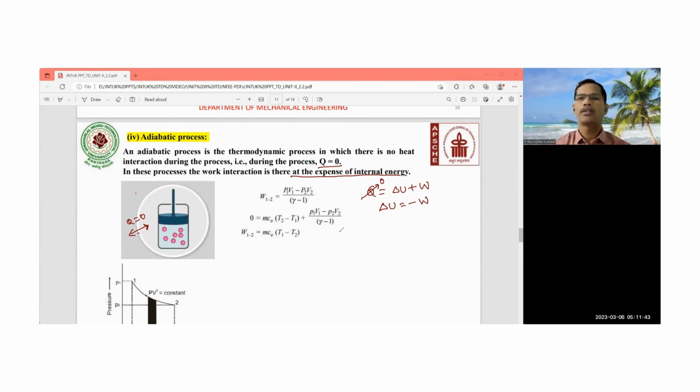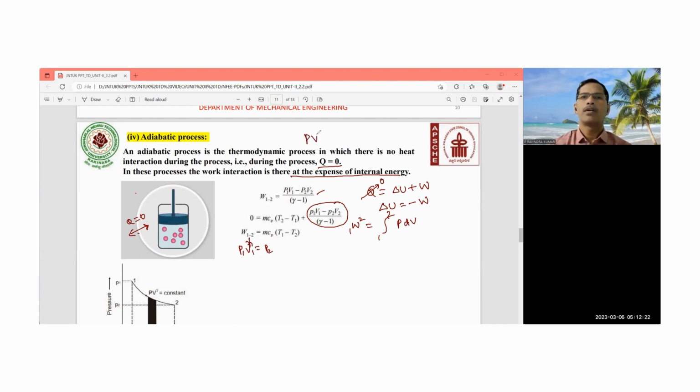Then how are you going to write this particular derivation? This is nothing but the work transfer for a closed system in adiabatic process. So how are you going to arrive at that? When a system changes from state 1 to 2, W is equal to the integral from 1 to 2 of PdV. But we know that P1 V1 to the power of gamma is equal to P2 V2 to the power of gamma, because it is an adiabatic process.